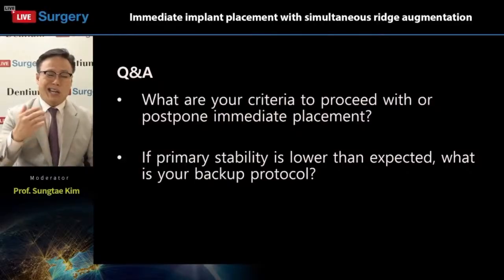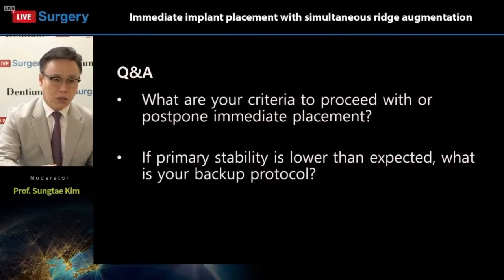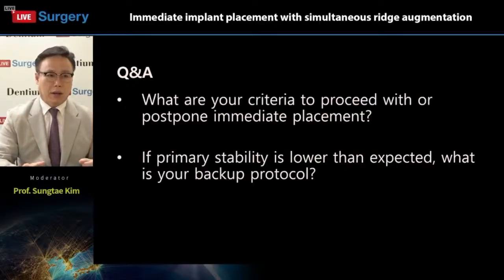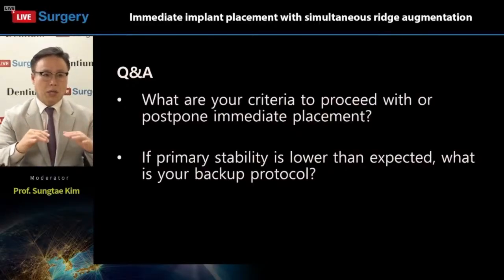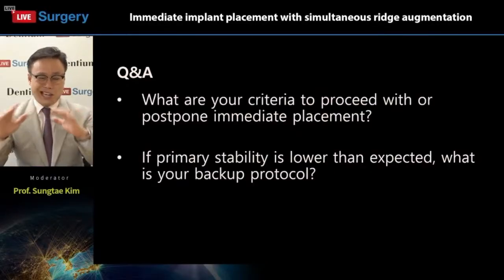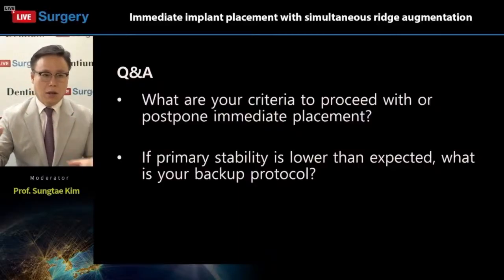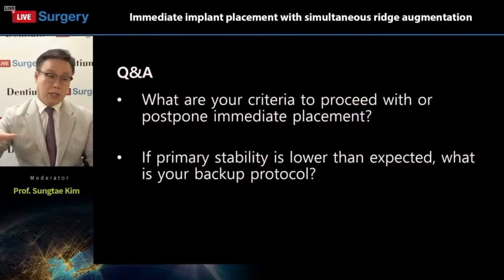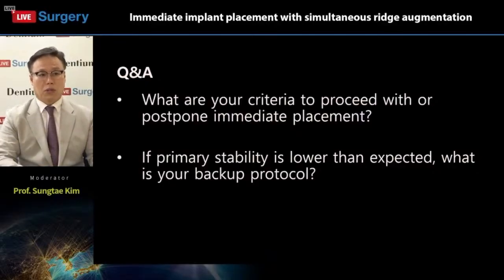But mostly we can expect the final location of the ridge, estimate not accurately, but in most cases we can expect it in the fresh extraction socket. We can expect the final location of the ridge. Then we can consider immediate implant placement. Okay. The second question is, if primary stability is lower than expected, what is your backup protocol?